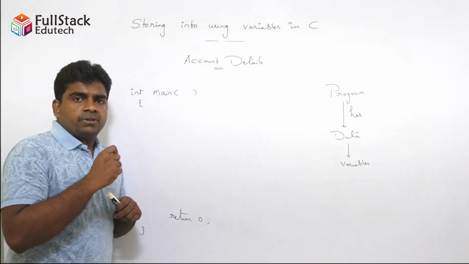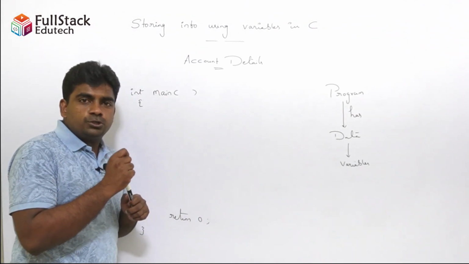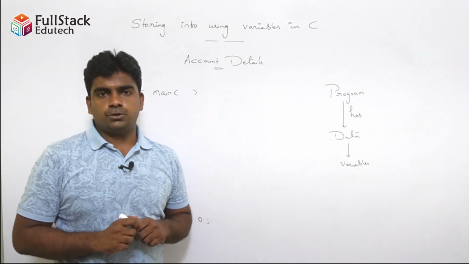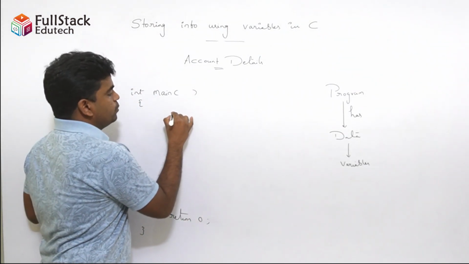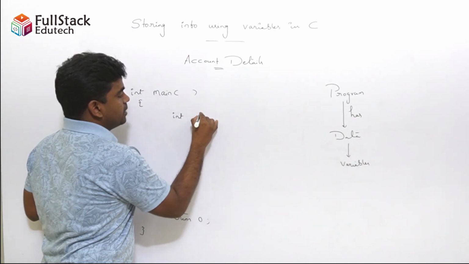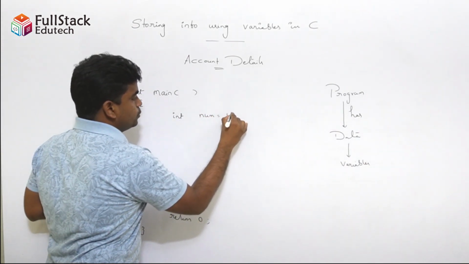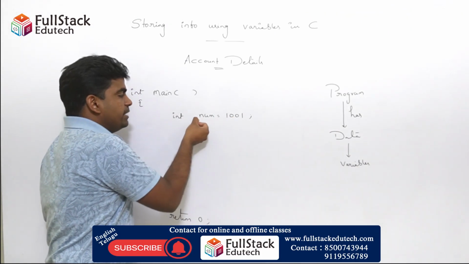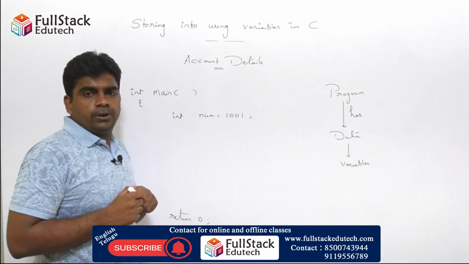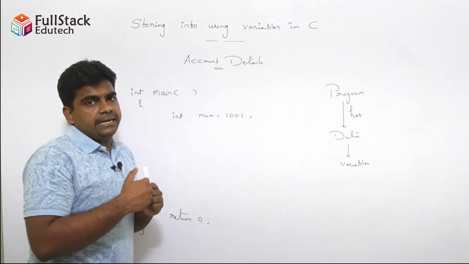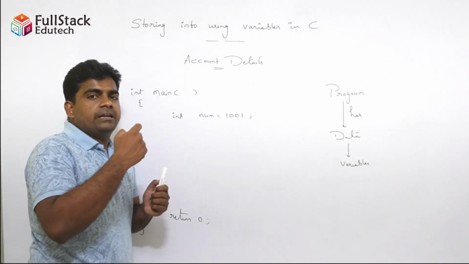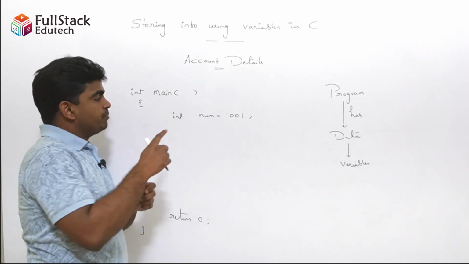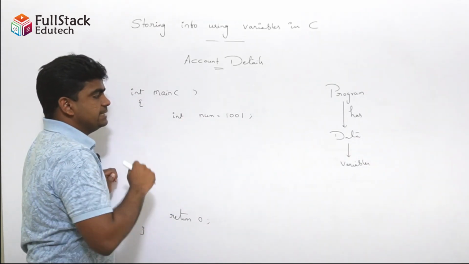First of all, how can we declare? I just want to store the account holder's information. Account number, a simple integer value: int account number equals 1001. It's an integer value we are storing into int. In the last video I explained clearly what the data types are and how we can store values into different types of variables.